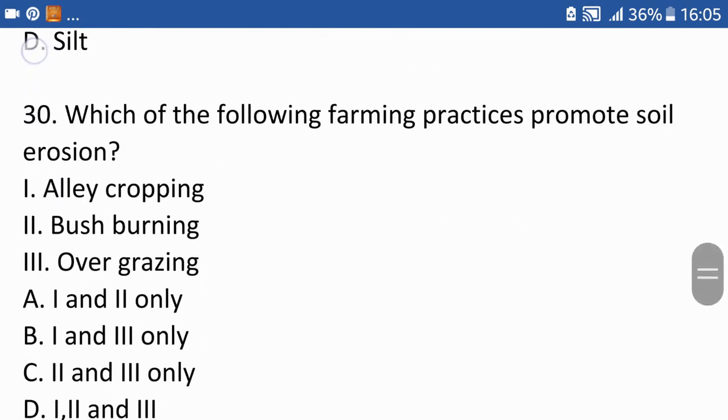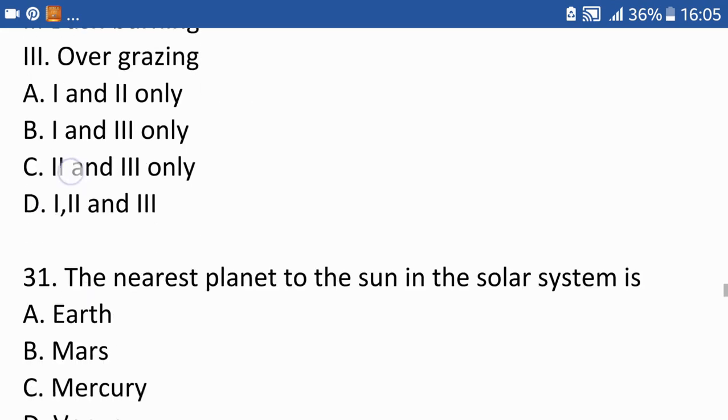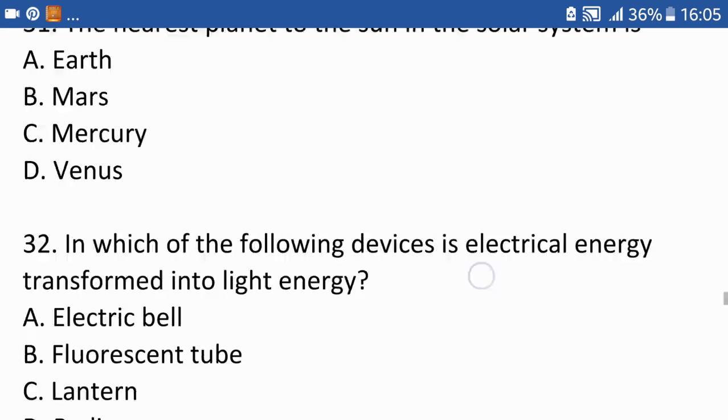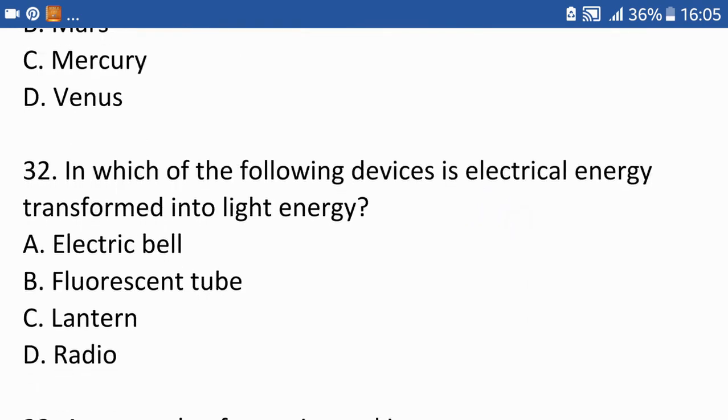30. Which of the following farming practices promote soil erosion? 31. The nearest planet to the sun in our solar system is? 32. In which of the following devices is electrical energy transformed into light energy?